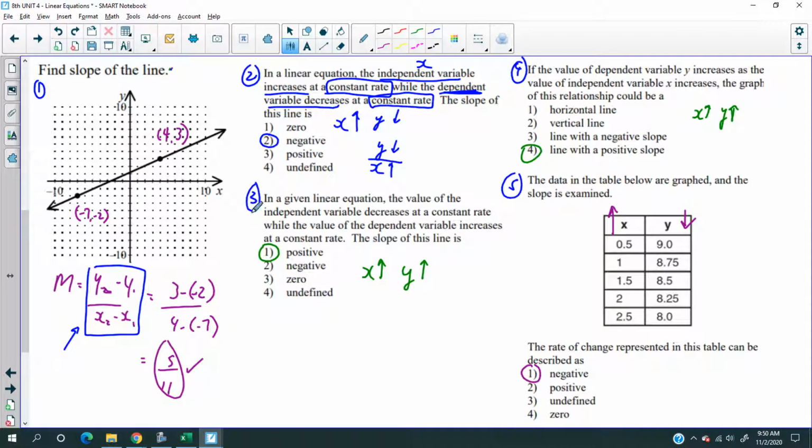All right, so number 3, just like what I said in number 2, except that x goes up and y goes up also. So it's a positive slope, like this one here. Number 4, same thing.